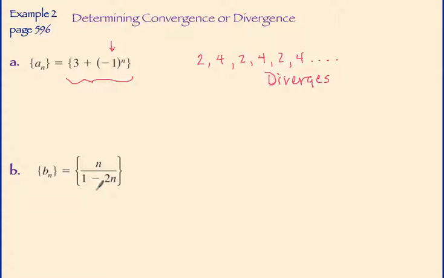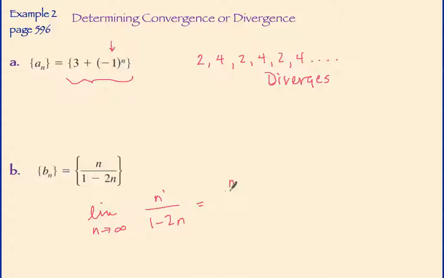But for this general term, let's go ahead and take the limit. The limit as n approaches infinity of n over 1 minus 2n. Well, plugging infinity in here gives us something that we can't really quantify. So we're going to use that little trick that we learned where we divide each of the terms by the variable with the highest exponent. In this case, that is, of course, n to the 1.